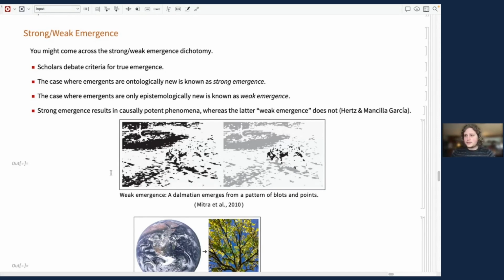Scholars debate the criteria for when we might consider something to be truly emergent. In the case where they're ontologically new with regards to the system components, we call that strong emergence. And in the case where they're only epistemologically new, we consider that weak emergence. Another way of putting this is that strong emergence results in phenomena that are causally potent in the real world, whereas weak emergence is just a property of the system that appears as a result of the system organization. And you can see how the differences between these things can get blurry themselves.